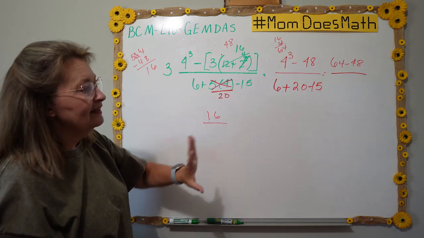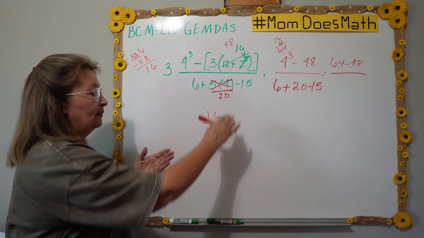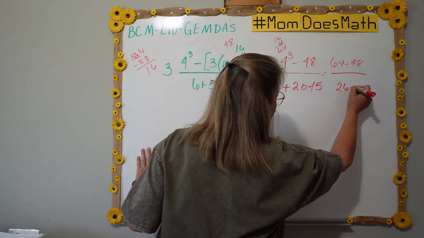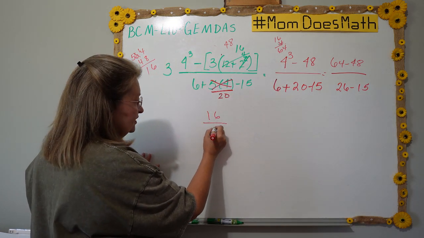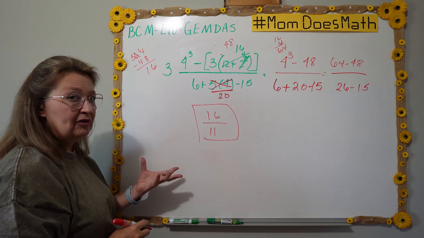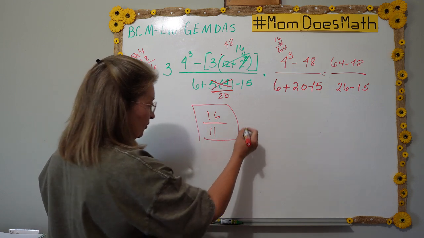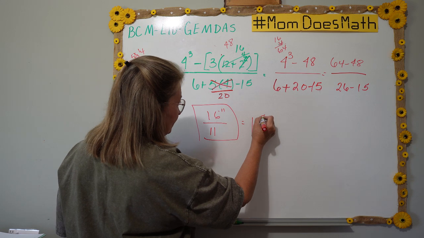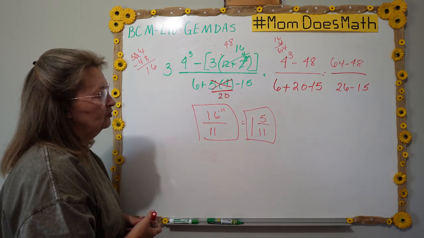Now since they're all added and subtracted, it honestly doesn't matter which you do first, but I'm going to start at the left and go to the right. 6 plus 20 is 26. So now I have 26 minus 15, which is 11. And that won't simplify down. It is improper. So if you want to change it to a mixed number, you could say, okay, 11 will go into 16 one time, and then 16 minus that 11 is 5 over 11. So either one of those would be the correct answer.